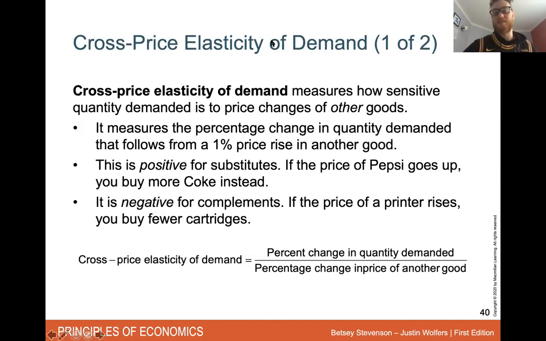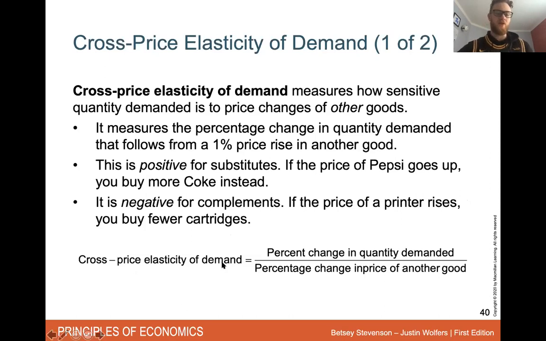We're going to do the cross-price elasticity of demand first. It measures how sensitive quantity demanded is to price changes of other goods. It measures the percentage change in quantity demanded that follows from a 1% price rise in another good. This is positive for substitutes. If the price of Pepsi goes up, you buy more Coke instead. But it's negative for complements. If the price of printers goes up, you buy fewer cartridges.